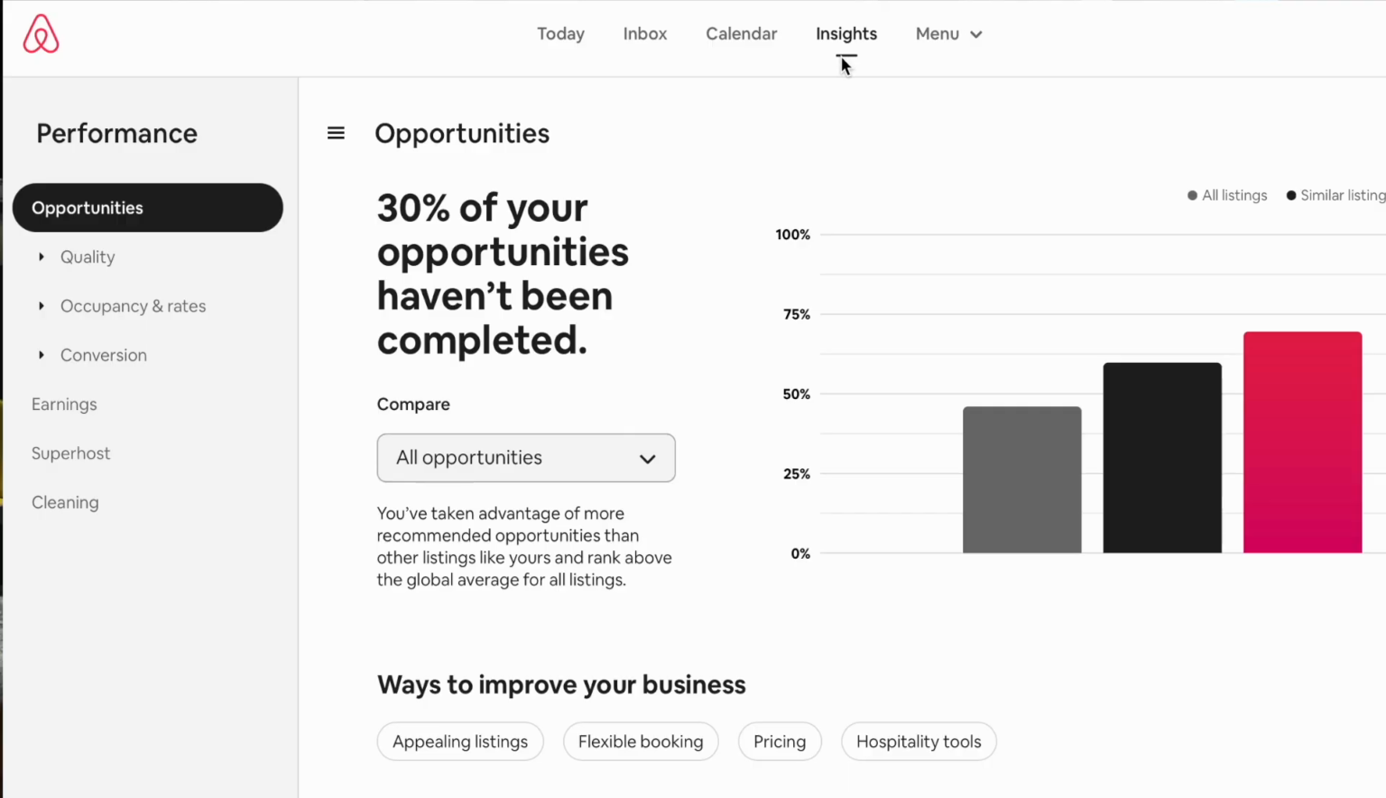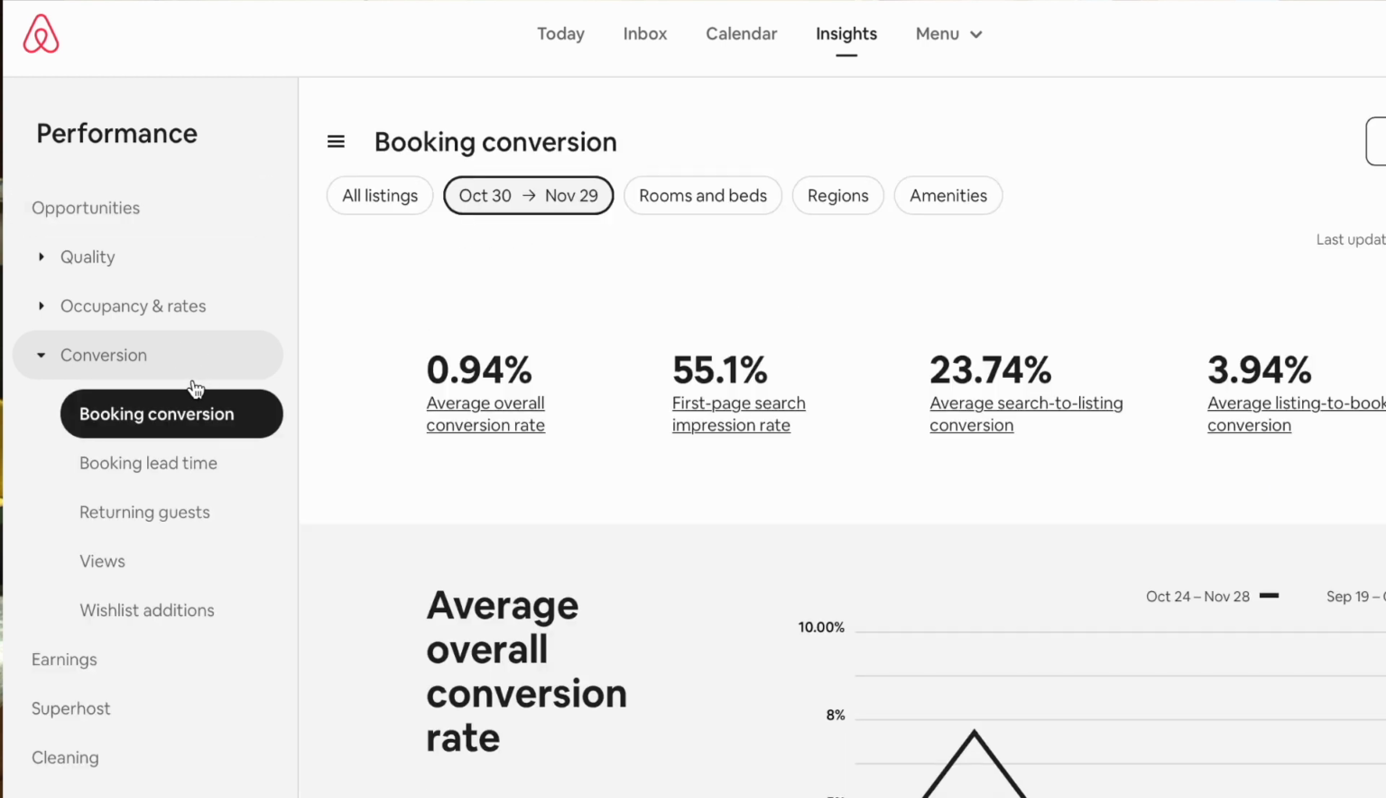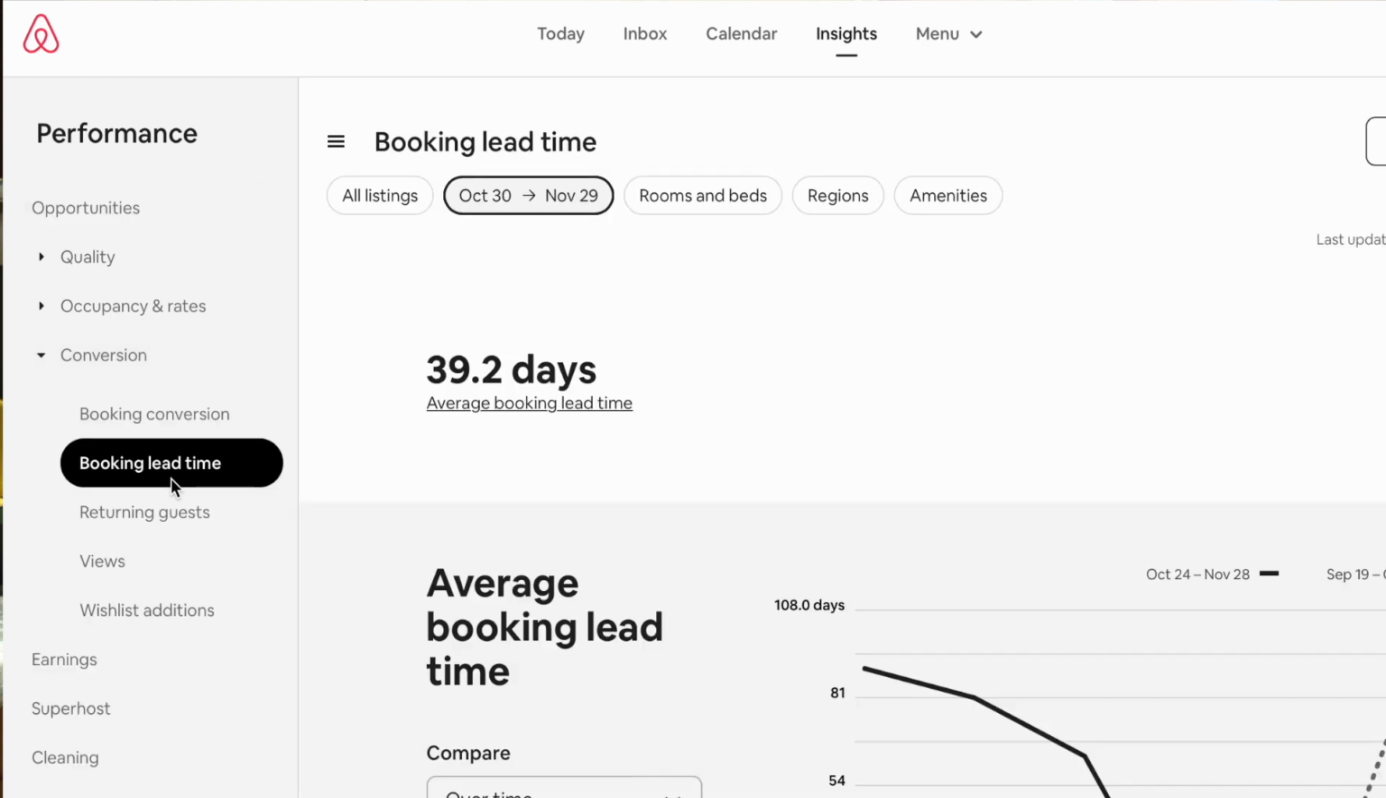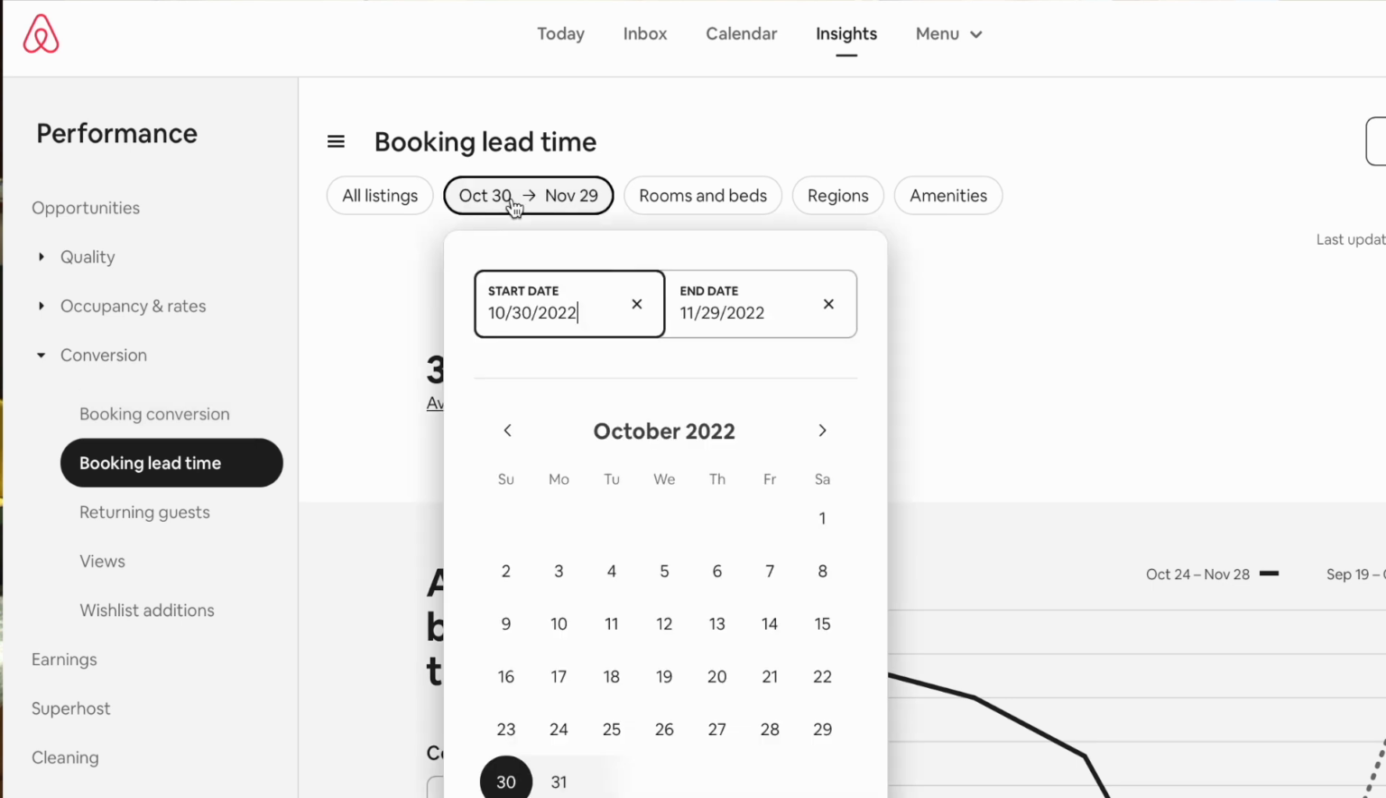The last piece of the puzzle in terms of data is your own listing and your own metrics. So to take a look at that, you can go to Airbnb on the hosting side and take a look at insights. Under conversion, there's a booking lead time, and this graph is only available on the web version, not on your phone. Let me change that range to be inclusive of every booking that we've ever had.